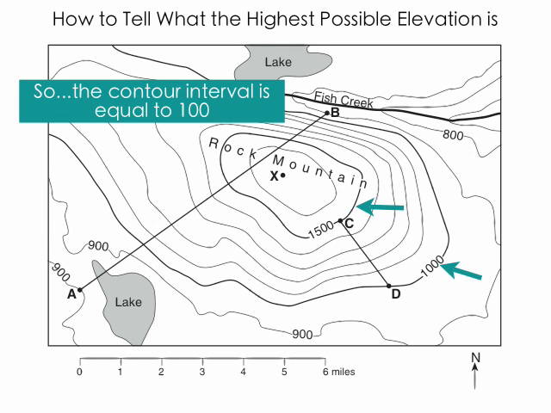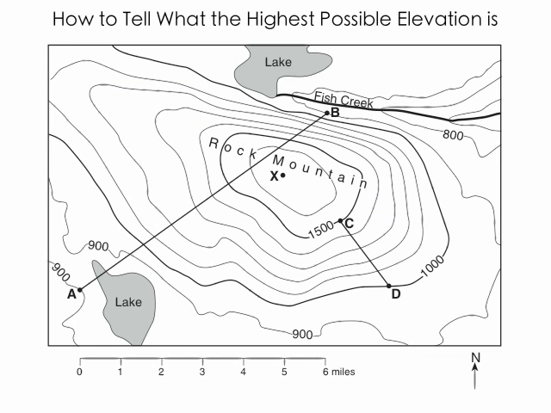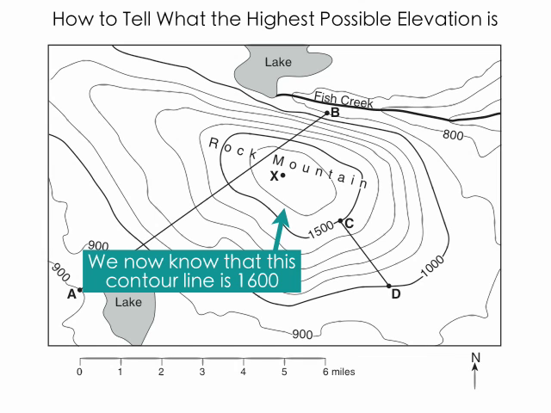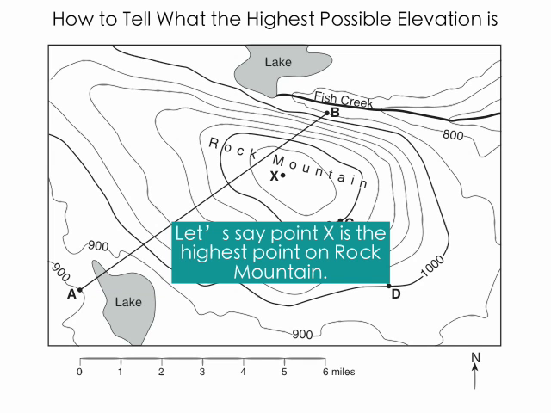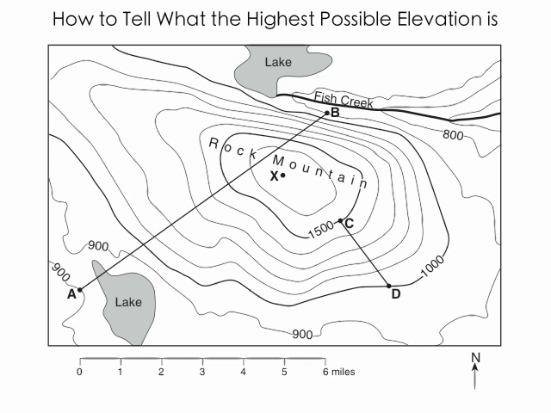So as you can see, as you go from D to C, you go from 1000 to 1100, 1200, 1300, 1400, and then finally at point C you're at an elevation of 1500. Now, if point C lies along 1500, we have one contour line that's higher than that, which must be an elevation of 1600. That in mind, let's just say that point X is the highest point on Rock Mountain.